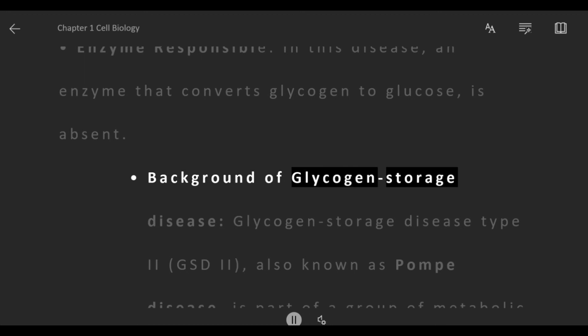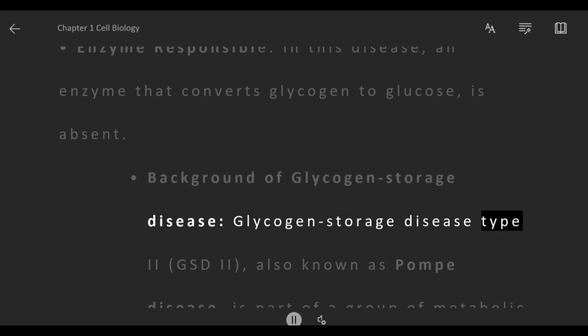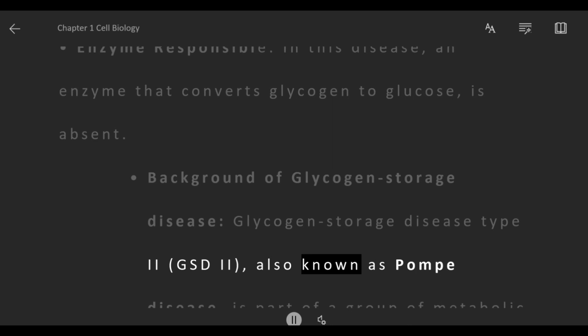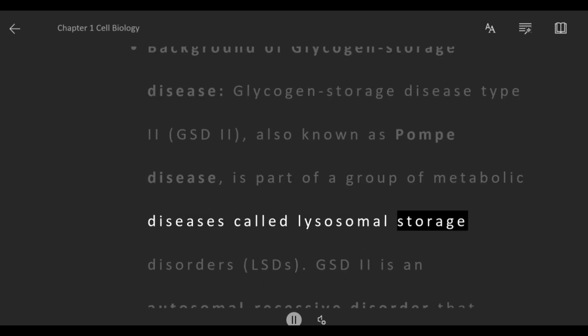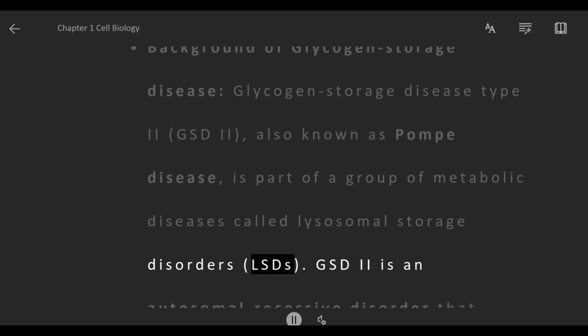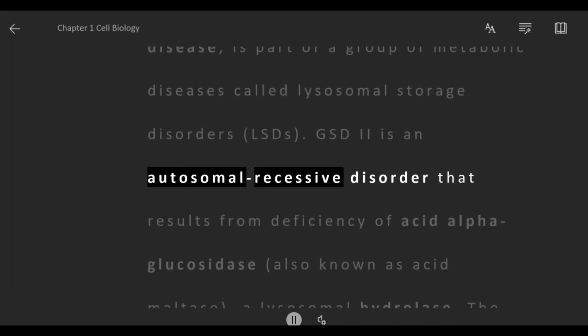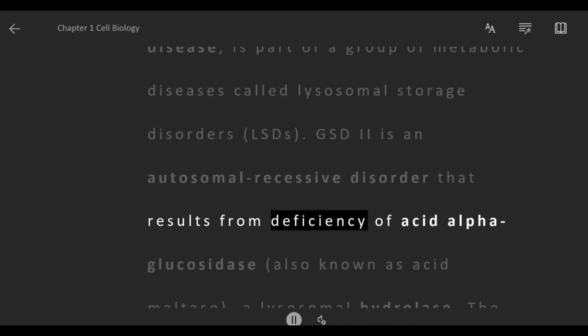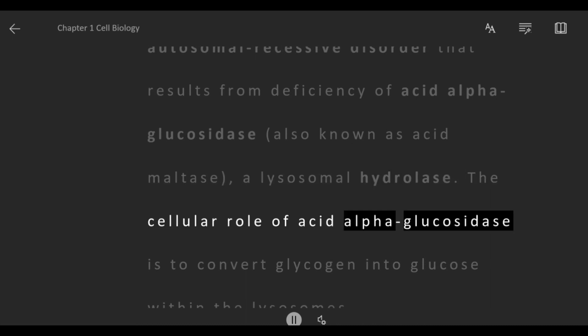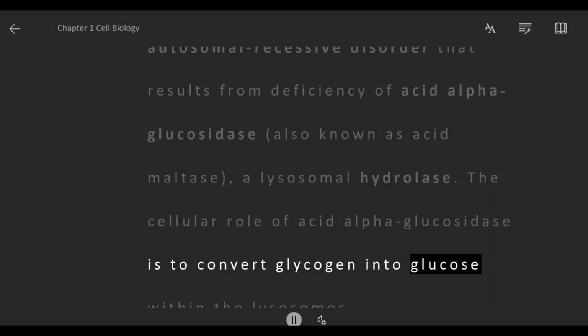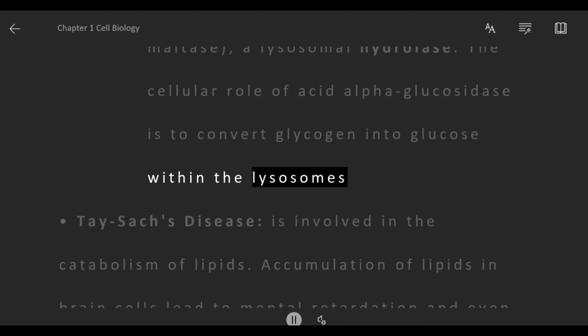Background of glycogen storage disease. Glycogen storage disease type 2, GSD2, also known as Pompe disease, is part of a group of metabolic diseases called lysosomal storage disorders, LSDs. GSD2 is an autosomal recessive disorder that results from deficiency of acid alpha-glucosidase, also known as acid maltase, a lysosomal hydrolase. The cellular role of acid alpha-glucosidase is to convert glycogen into glucose within the lysosomes.